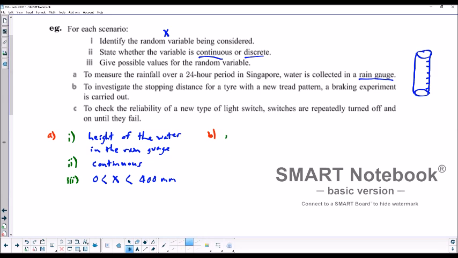So for part B, we want to investigate the stopping distance of a tire, the Australian spelling of tire, with a new tread pattern. A braking experiment is carried out. With braking experiments, you would see how far the car will travel while the brakes are being applied. So I believe the random variable being considered would be the stopping distance, or more specifically, the distance traveled by the car while the brakes are applied.